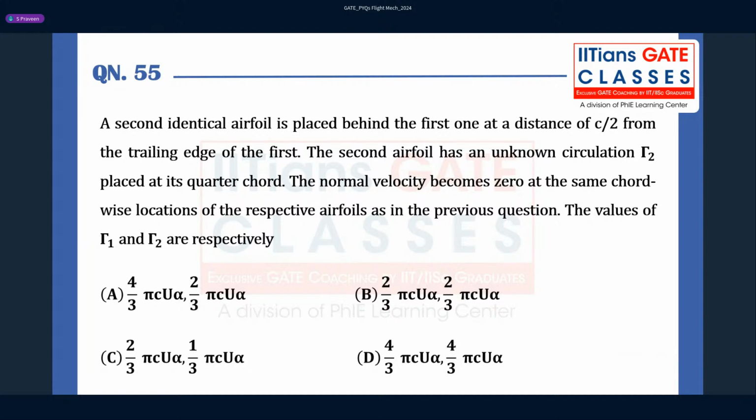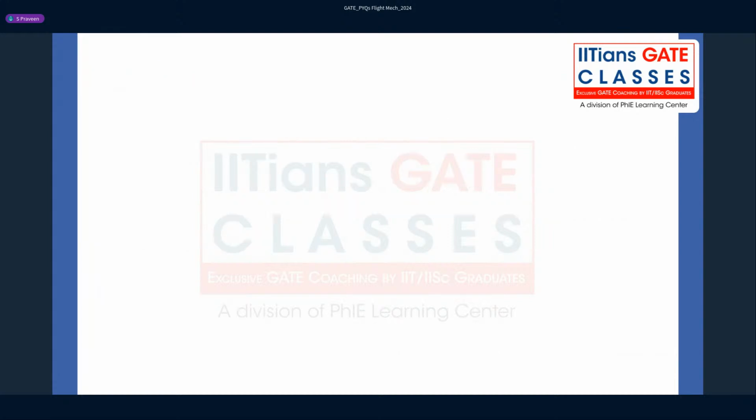So we have four options: 4 by 3 pi c u alpha, 2 by 3 pi c u alpha, then 2 by 3 pi c u alpha, and 2 by 3 pi c u alpha, and we have the other two options. Okay, so let's try to do this again. Simple problem.